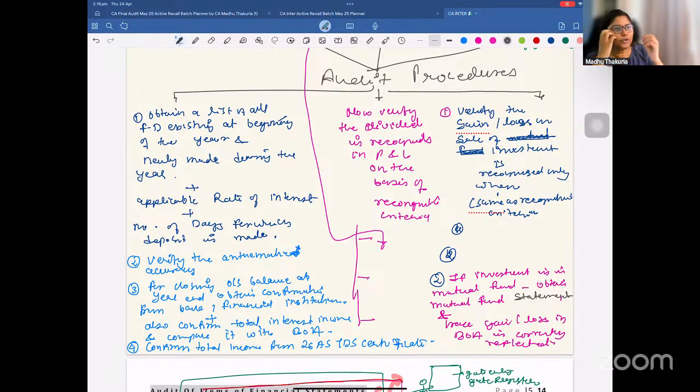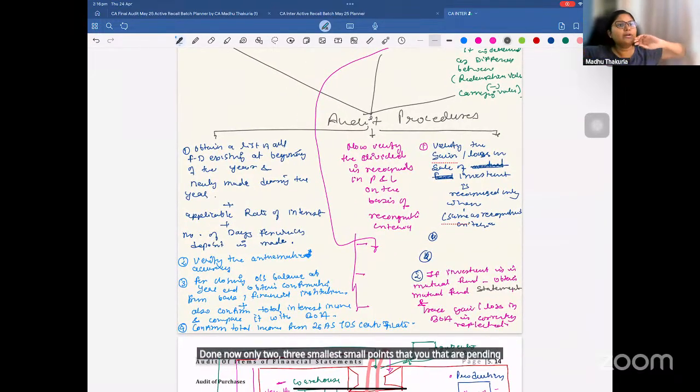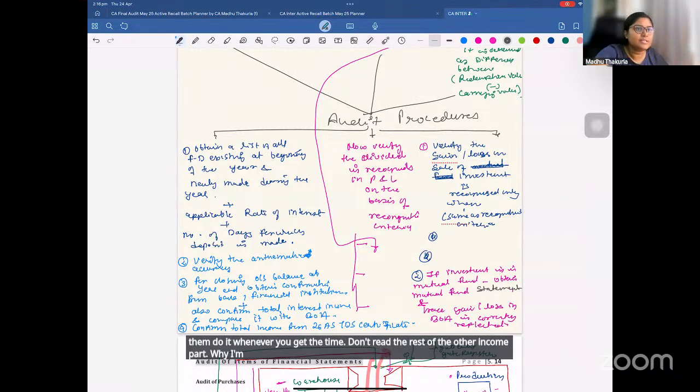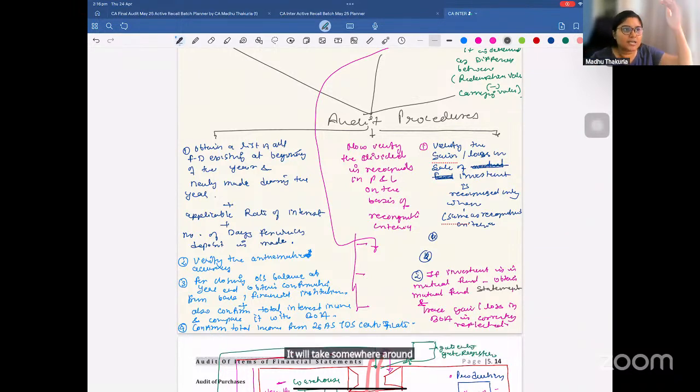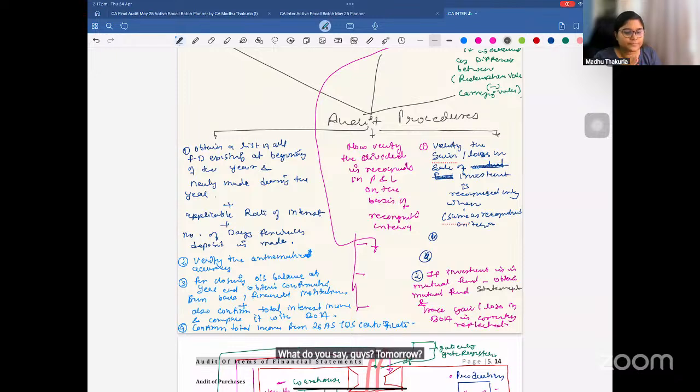Done. Now only 2-3 small points are pending. Do them whenever you get the time. Don't read the rest of the other income part. Why am I telling you? Because tomorrow when we start the class, I will first revise the income. It will take around half an hour to 45 minutes to revise everything, but there has to be some gap between revisions, so give it at least 24 hours. Let's see how much you can remember tomorrow, and the rest of the points you cannot remember, you can recall in front of me. Then we will do the remaining balance sheet items. What do you say, guys? Tomorrow? Let's do that. Yes, ma'am.